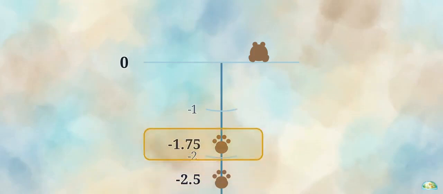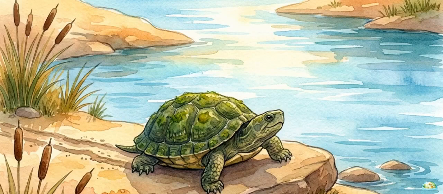The rule is simple. The value farther right is greater. Since -1.75 is farther right, it is greater than -2.5. Mathematical position dictates value. We separate the size of the digits from where the number actually lives on the line.